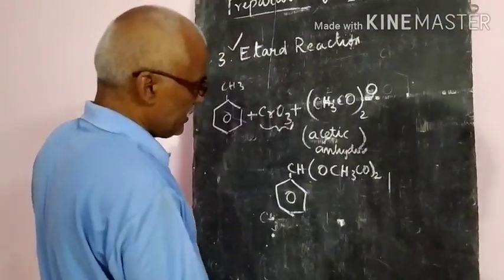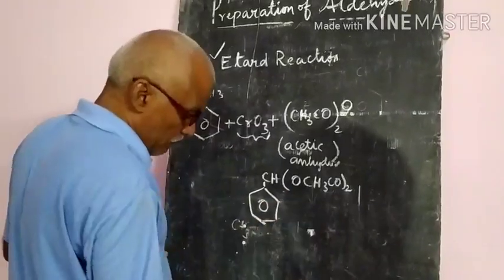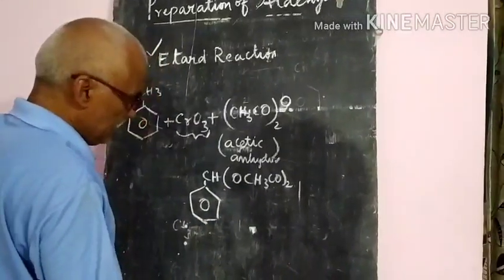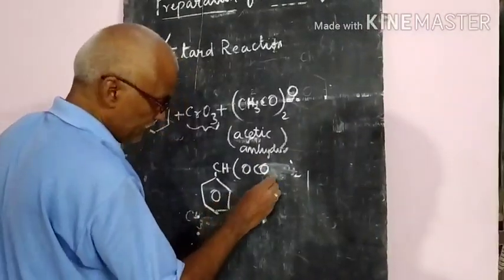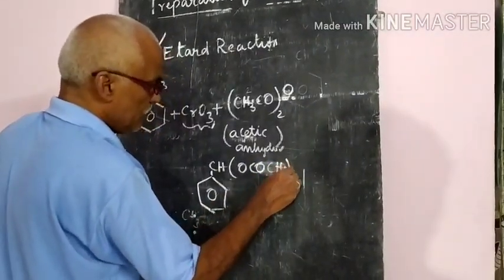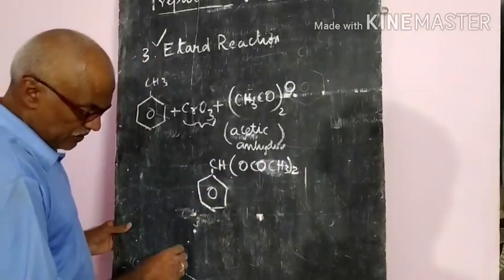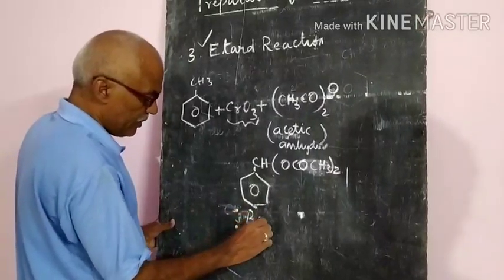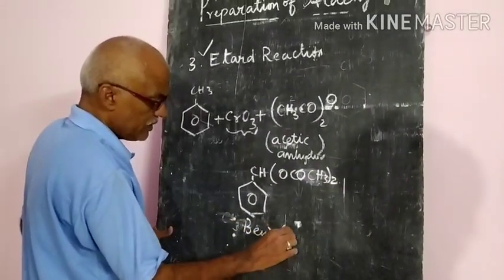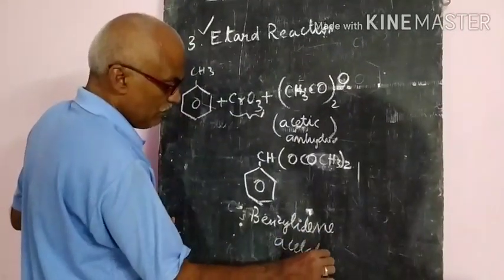Okay, CO, CH3O, CO twice. And again, this compound we will directly write as CH(OCOCH3)2. This compound is called an intermediate compound, that is called benzylidene acetate. An intermediate compound will be formed. What is that compound? Benzylidene acetate will be formed.